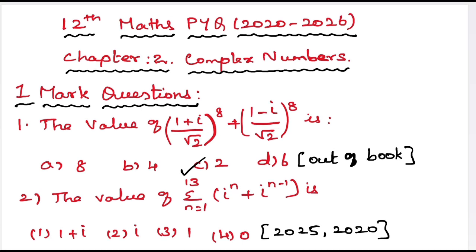Next question: the value of summation n is equal to 1 to 13, i power n plus i power n minus 1 is, we have given 4 options. This question is from 2025 and 2020.